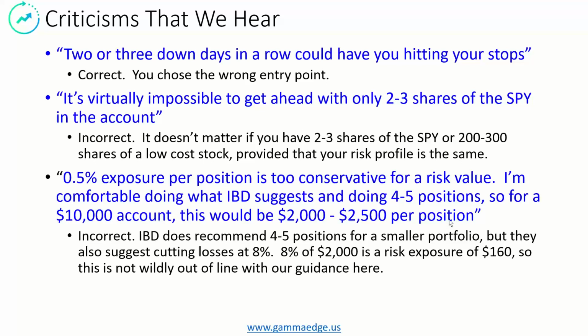Well, coming from an IBD background, which it seems many traders in our Discord room are also, this is incorrect, because IBD does recommend 4 to 5 positions for a smaller portfolio, but they also suggest cutting max losses at 8%. 8% of $2,000 is a risk exposure of $160. So we're really not too far from what we have demonstrated here.